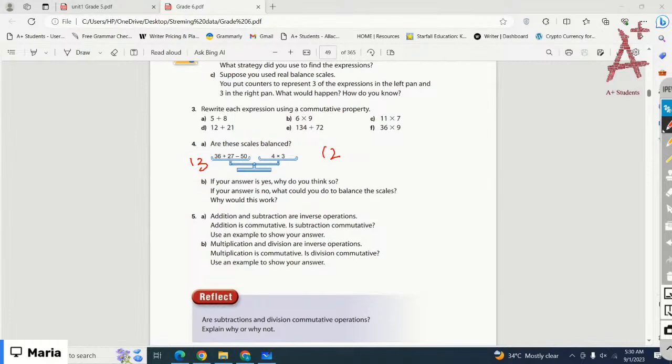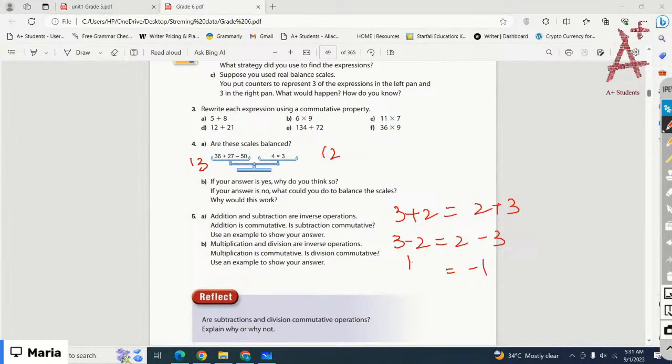Okay, addition and subtraction are question number 5. Addition and subtraction are inverse operations. Addition is commutative. Is subtraction commutative? Use an example to show. Subtraction is not commutative. Addition is commutative, but subtraction is not: 3 minus 2 and 2 minus 3 is not the same. 3 minus 2 is 1, but 2 minus 3 is negative 1. That means just addition is commutative, subtraction is not commutative, right?